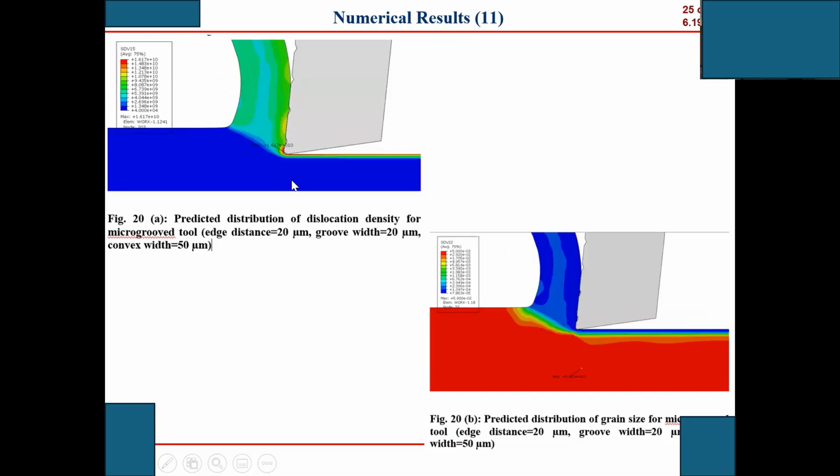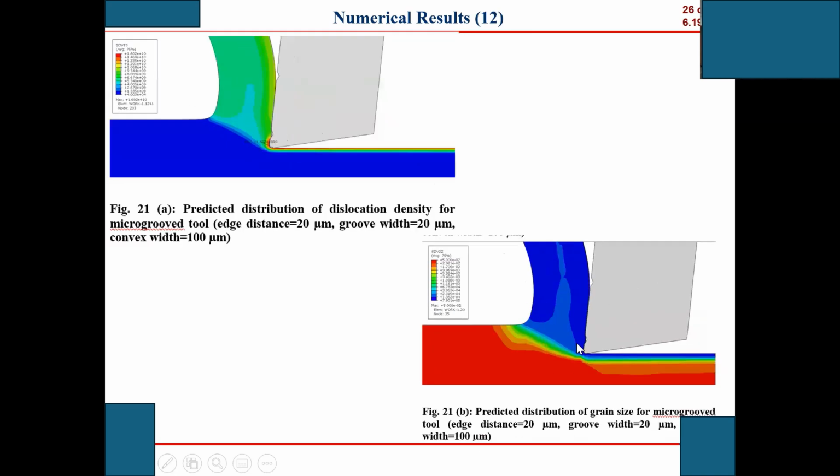So here is a distribution of distribution density. So this is a distribution of the grain size. Also, this is the distribution density. And for another tool, one convex equals 100 micrometer. The same tool as this one, but this one is for the distribution of grain size.